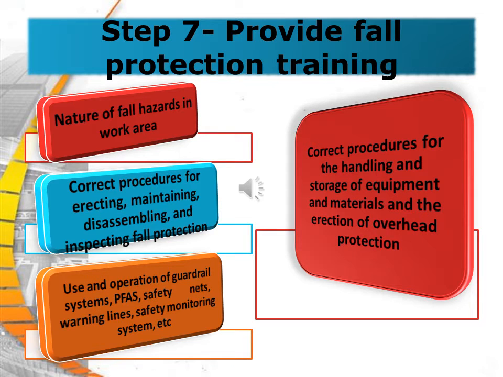Step 7, providing fall protection training. The nature of the fall hazards in the work area should be discussed, along with correct procedures for erecting, maintaining, disassembling, and inspecting fall protection devices. Use and operation of the guardrail systems, PAFS, safety nets, warning lines, and safety monitoring systems should also be discussed. Correct procedures for handling and storage of equipment and materials and the erection of overhead protection are part of that training.